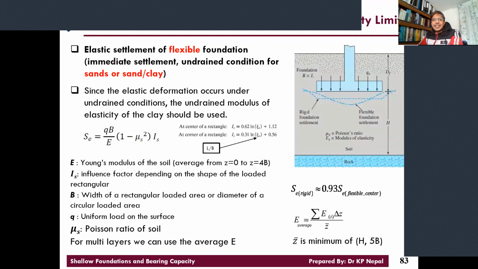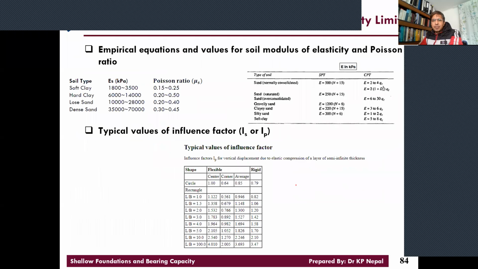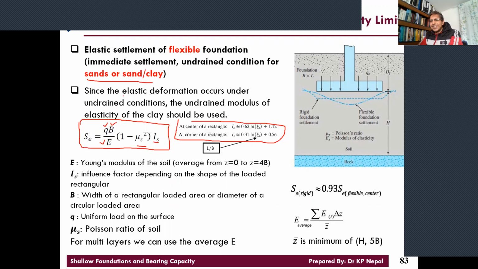For sandy clay or sand, we use a slightly modified equation. The coefficients are the same, right? For example, Q is pressure, B is the width of the foundation, E is the elasticity, and mu is the Poisson's ratio of the soil. We also use the influence factor. For the influence factor, either you use this equation, or there is a table of influence factors here. There are values for the modulus, and typical Poisson's ratios you can also find in the table for the type of soil. What you need to do now is just plug into this equation and you get the elastic settlement.